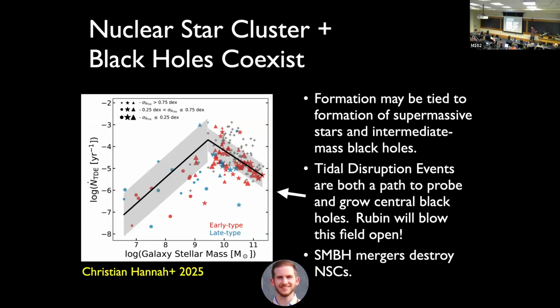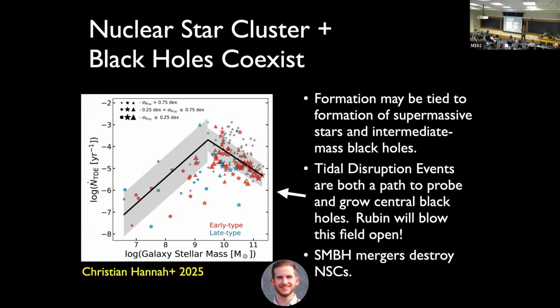These nuclear star clusters that I started talking about coexist with black holes in many galaxies like our Milky Way, and that is of great interest to me. I think there's definitely a possible link between the formation, and we'll get into that a little more, but the formation itself may be tied to the formation of these supermassive stars and intermediate mass black holes. So the fact that there is a black hole at the centers of these nuclear clusters might not be a coincidence. It might not just be due to dynamical friction pulling both in. It could be that they're causal.